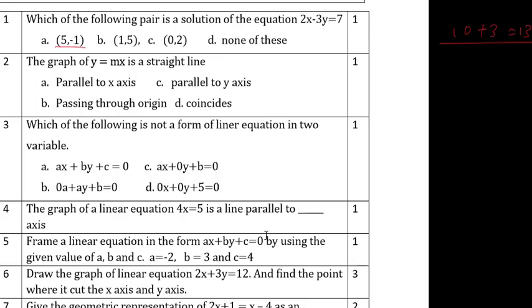Now when I put 1 in place of x and 5 in place of y, again I will not get the solution. When I put 0 comma 2, in place of x I put 0 and in place of y I put 2, it becomes 0 minus 6. Now 0 minus 6 is also not 7. So all three values are not the solution. So what is your answer? None of these is your answer.